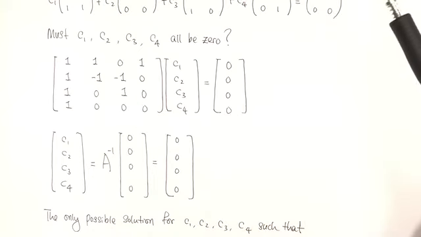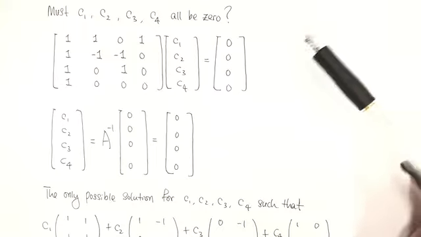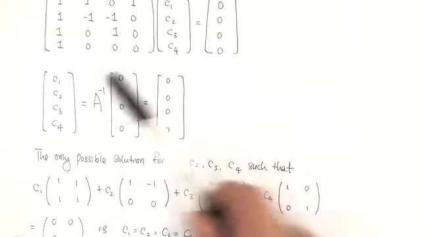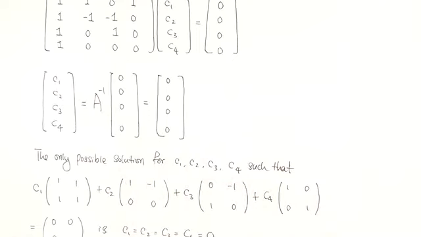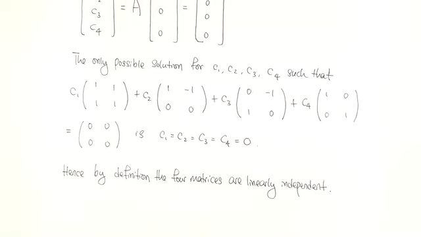You recall a minute ago that the coefficient matrix can be row reduced to the identity matrix, which means the coefficient matrix is invertible. So from here, you can also immediately see you have no choice whatsoever for C1, C2, C3, and C4. If you set this thing up, they all have to be 0. By definition, those matrices are linearly independent.